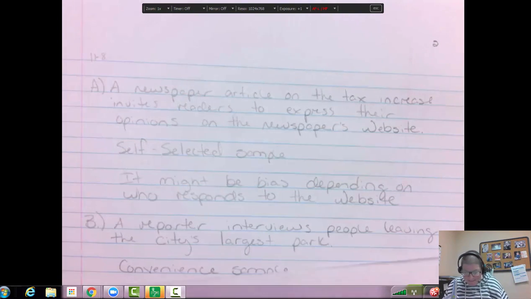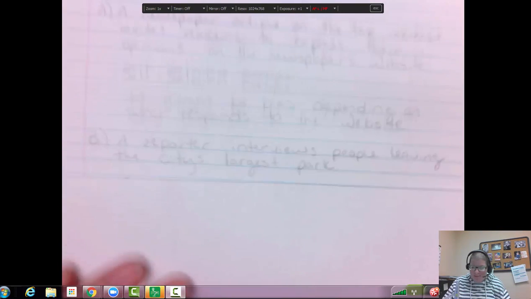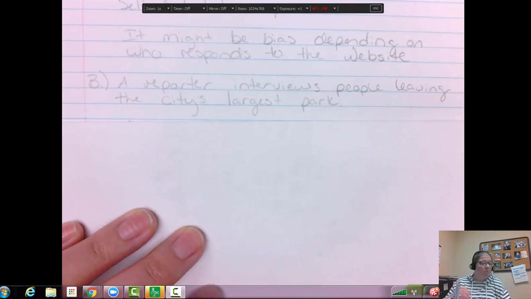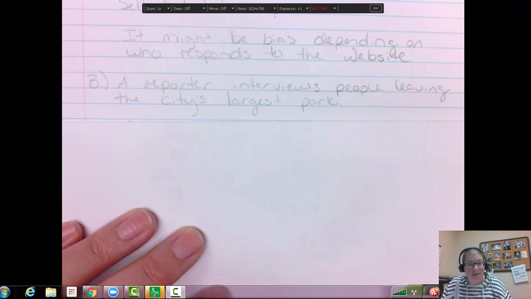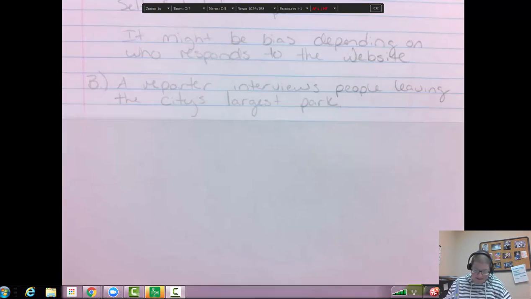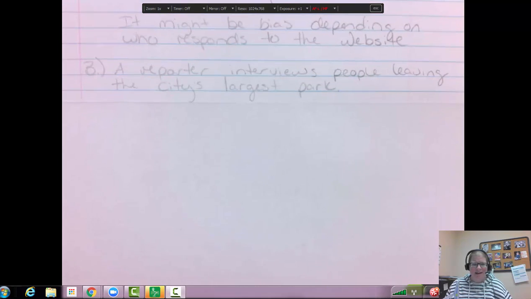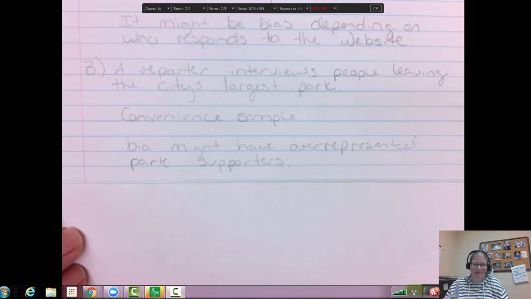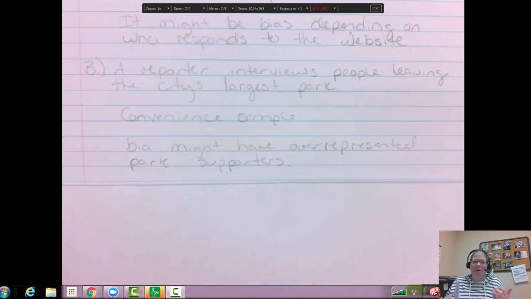So the next one, a reporter interviews people leaving the city's largest park. So this reporter stops and they interview everybody leaving the park. What kind of sampling is this one? It's convenience. All right, is it biased? Well, kind of. You're overrepresenting anyone who goes to the park. These are probably the people who would be for a tax increase for that reason. You're definitely not getting people who don't use the park by being in the park.